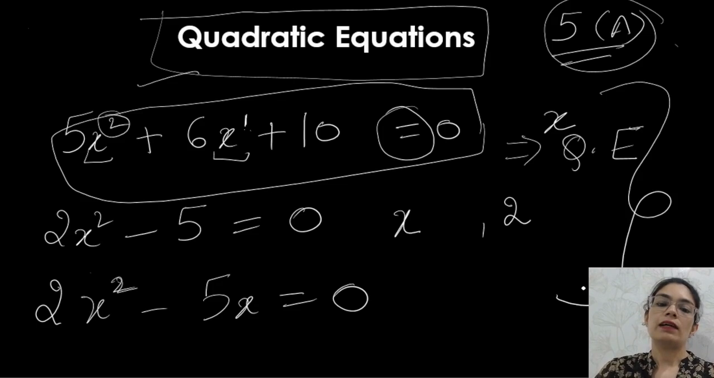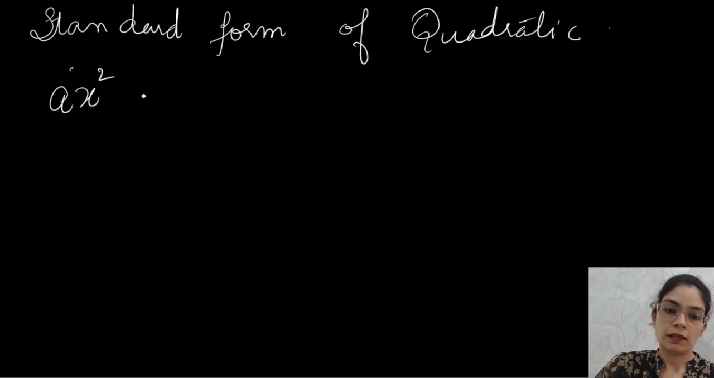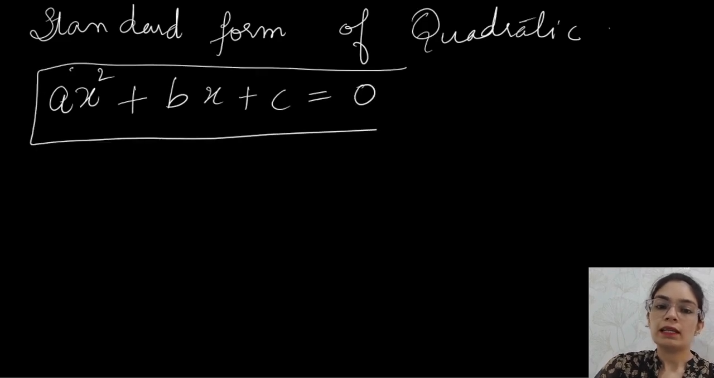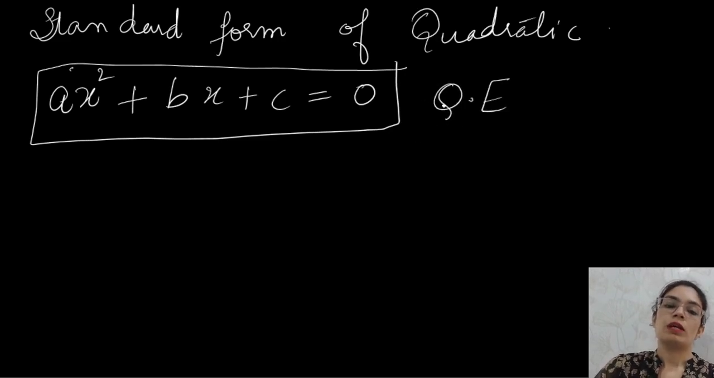Now I have shown you various examples. For quadratic equations we have one standard form also. The standard form of a quadratic equation is ax square plus bx plus c equals 0. If an equation is of this form, that means the given equation is a quadratic equation. Let's compare the examples I have shown with this standard form, and you'll see that those examples are of this form only.